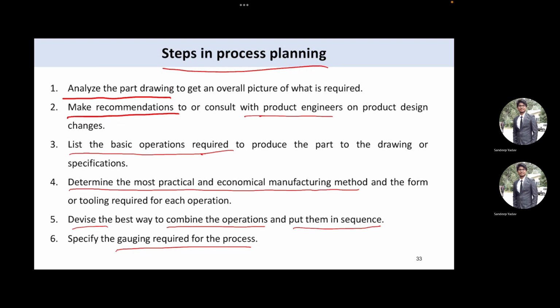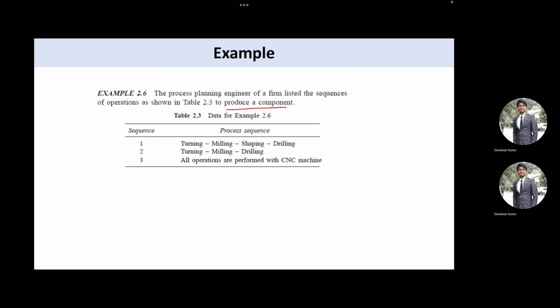Here, the process planning engineer of a firm listed the sequence of operations shown in the table below to produce a component. Sequence 1 is turning, milling, shaping, drilling. The other one is turning, milling, drilling. And all operations are performed with a CNC machine, that is, computer numeric control machines.